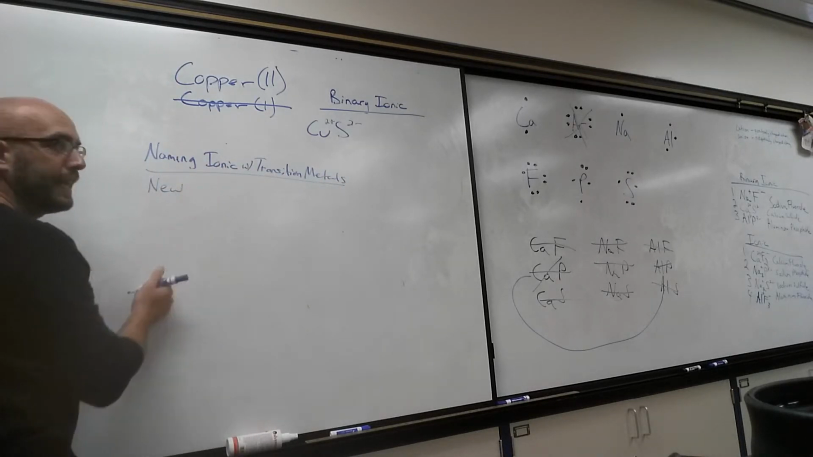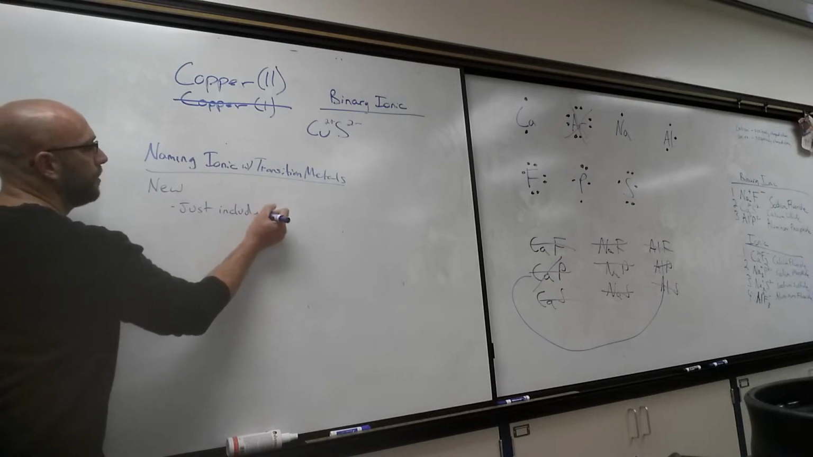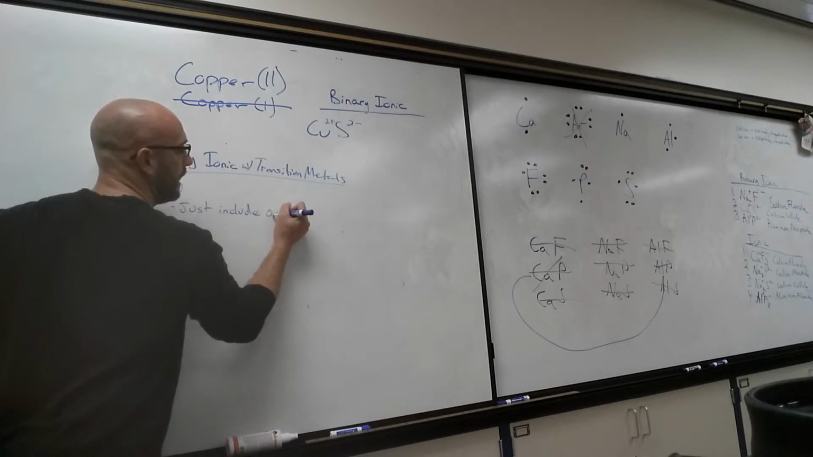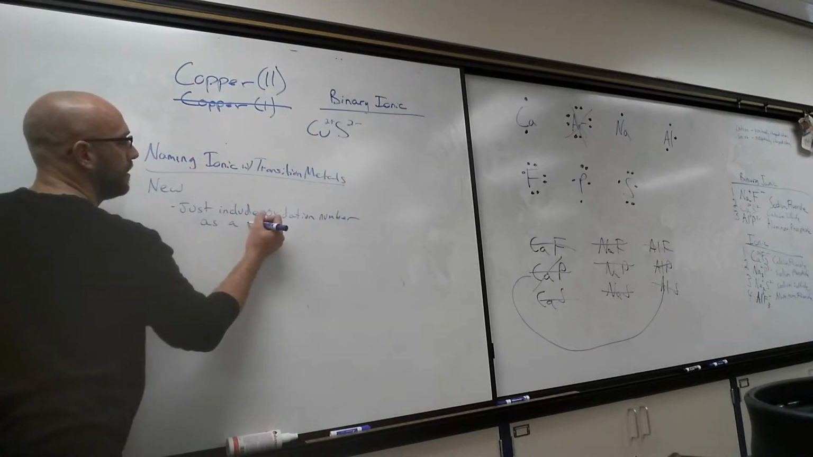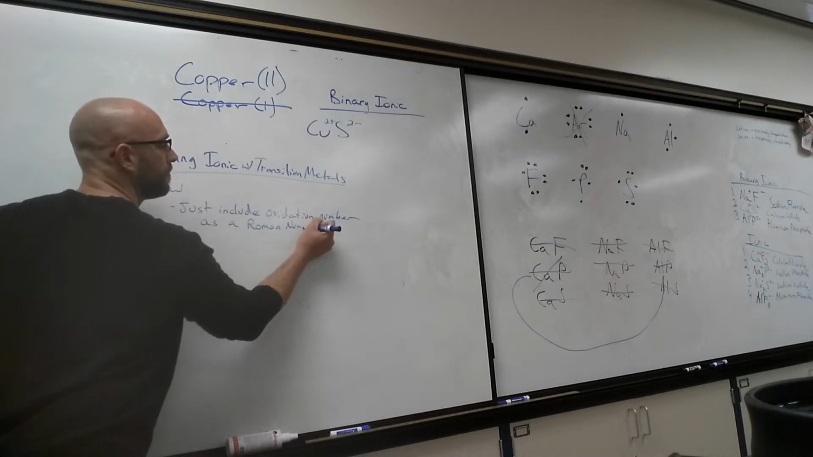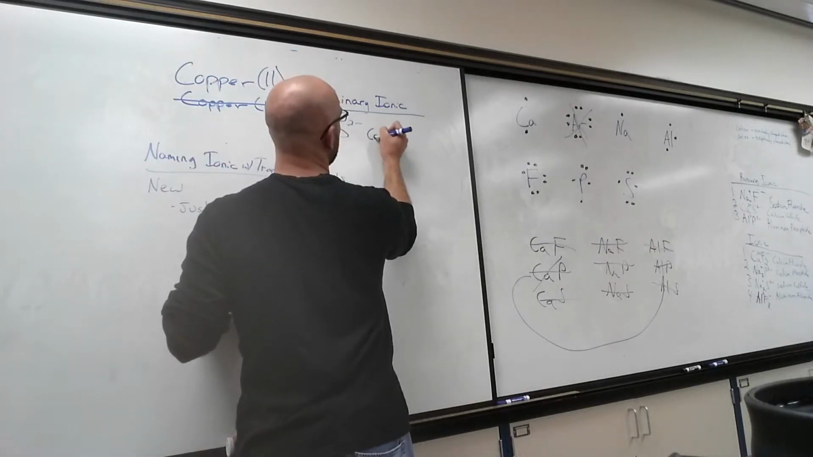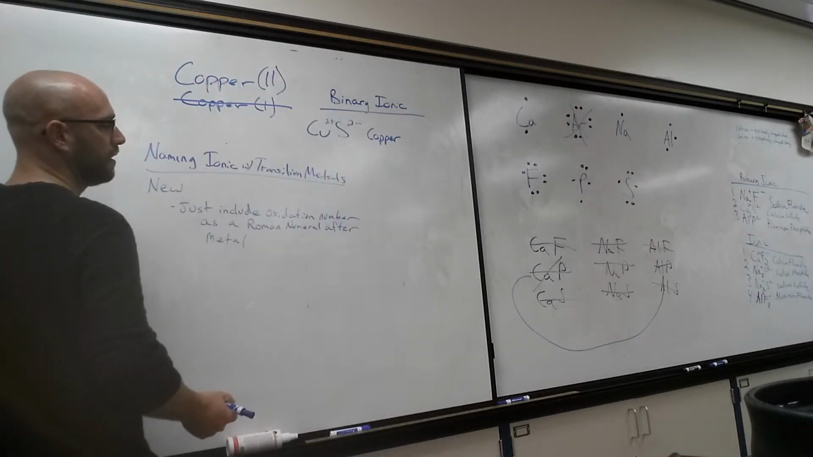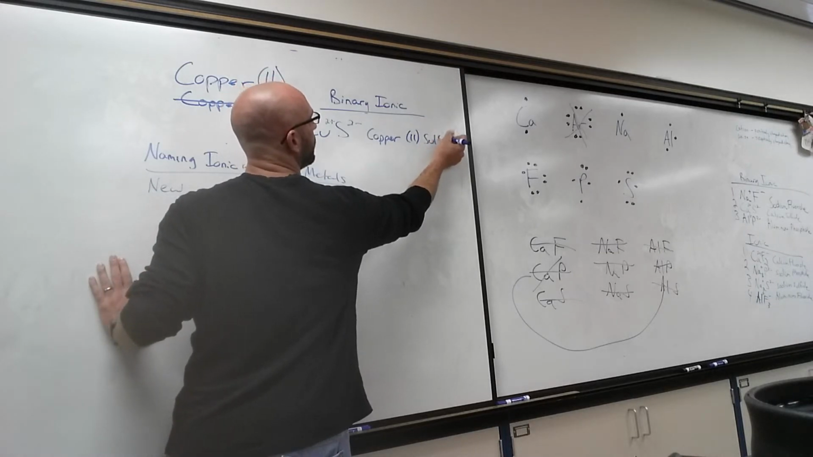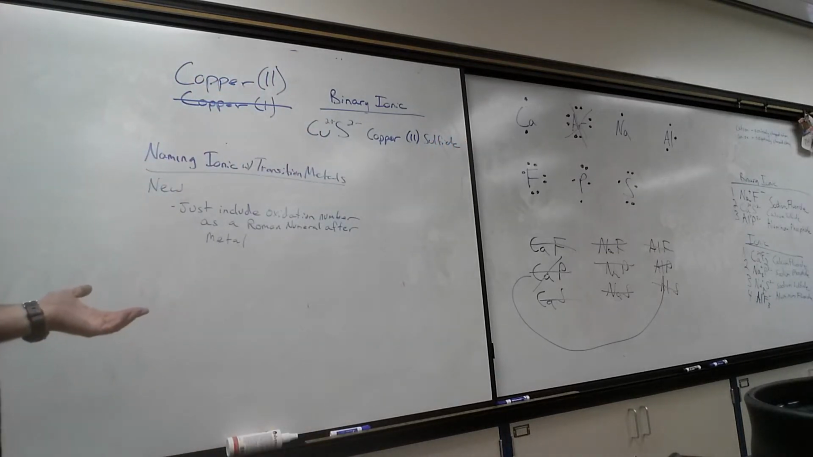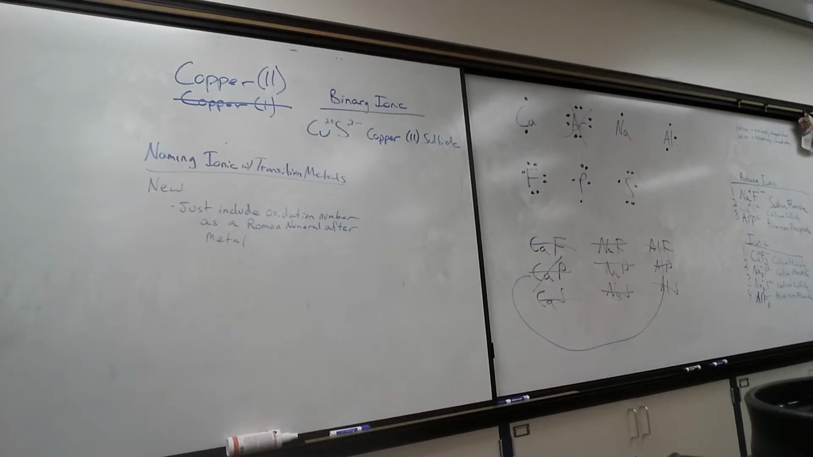So the new way of doing this, which is easier, which you'll like, we just include the oxidation number as a Roman numeral after the metal. All right, so this is just going to be copper. Include oxidation number as a Roman numeral after the metal. So all we do is copper(I) sulfide. That's it. That's easy, right? We just put the Roman numeral of the charge after the metal, so we know which copper we have.